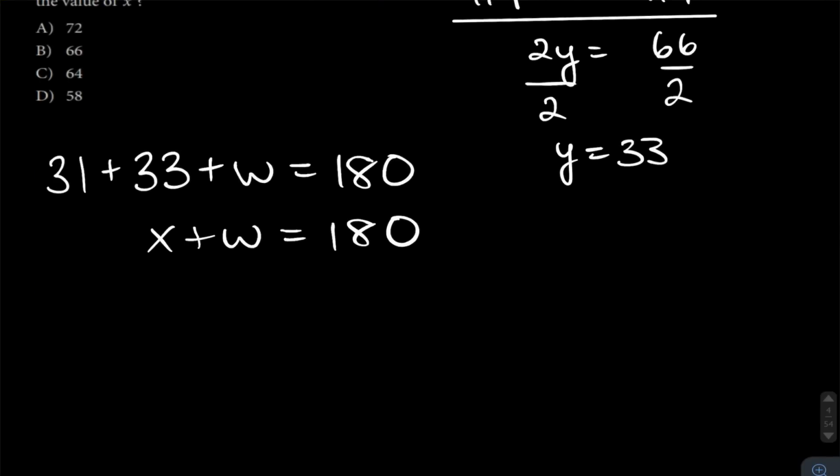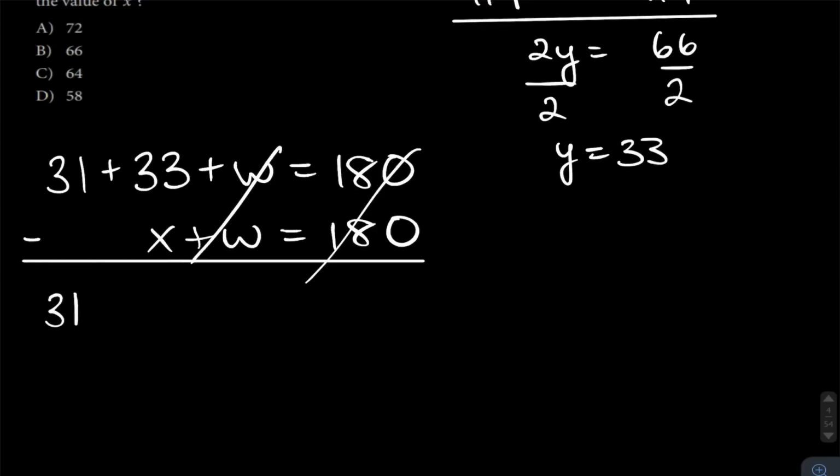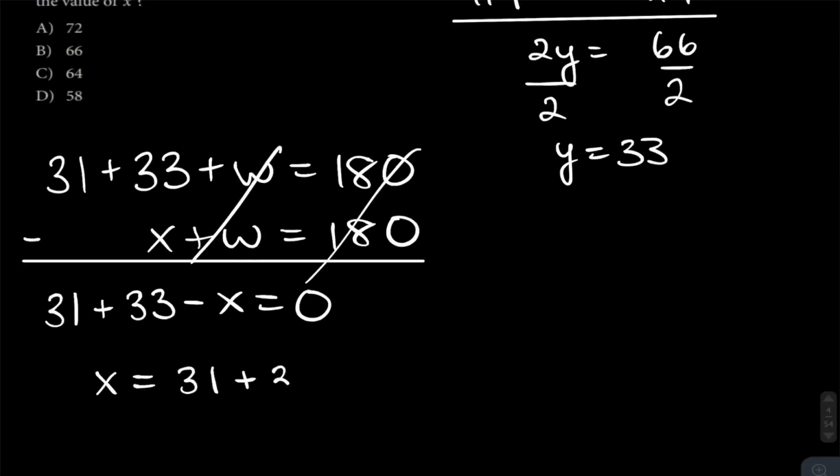If you still don't believe me, why don't we just subtract these two? If we subtract these two, the w's go away, the 180s go away, and we get 31 plus 33 minus x is equal to 0. Then if you just add x on both sides, you get x is equal to 31 plus 33. And that right there is 64.